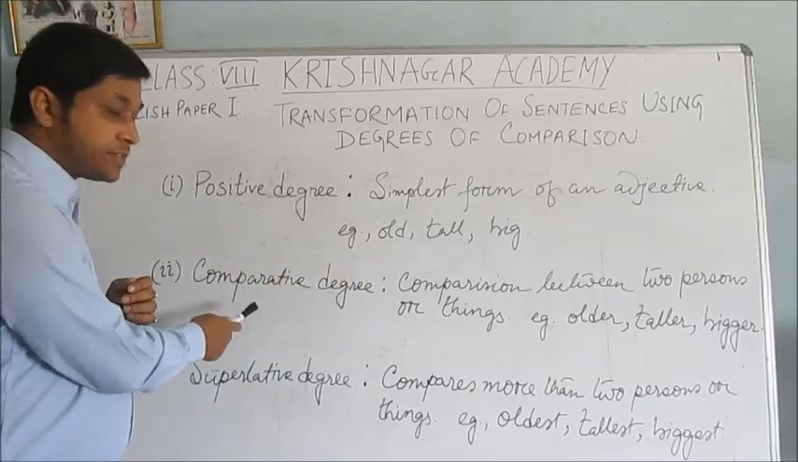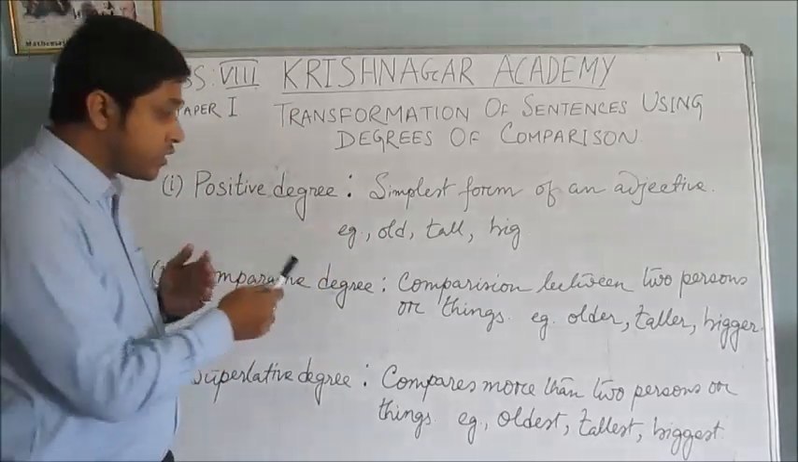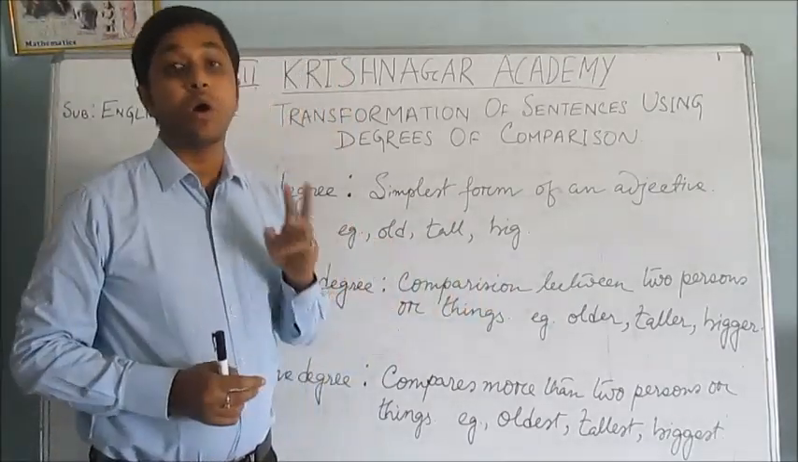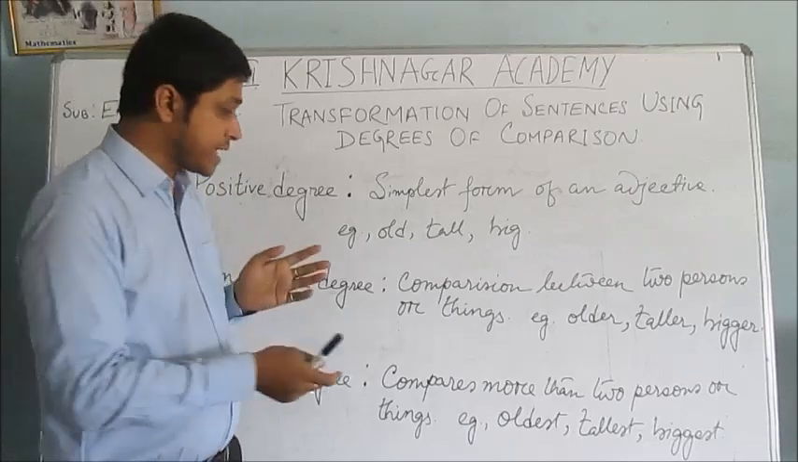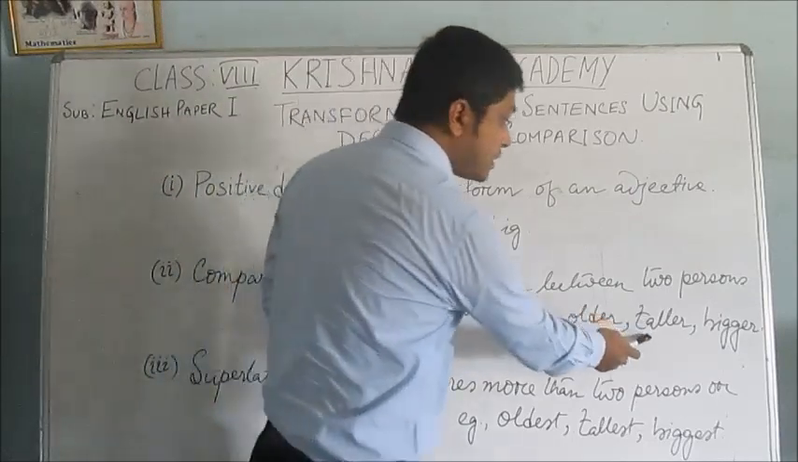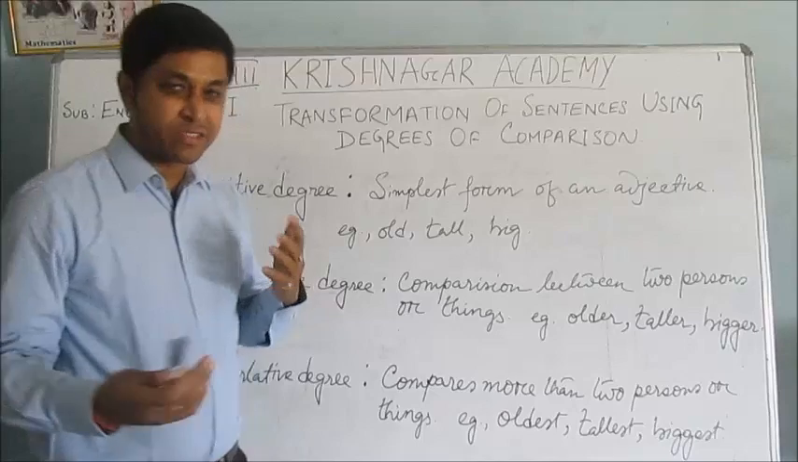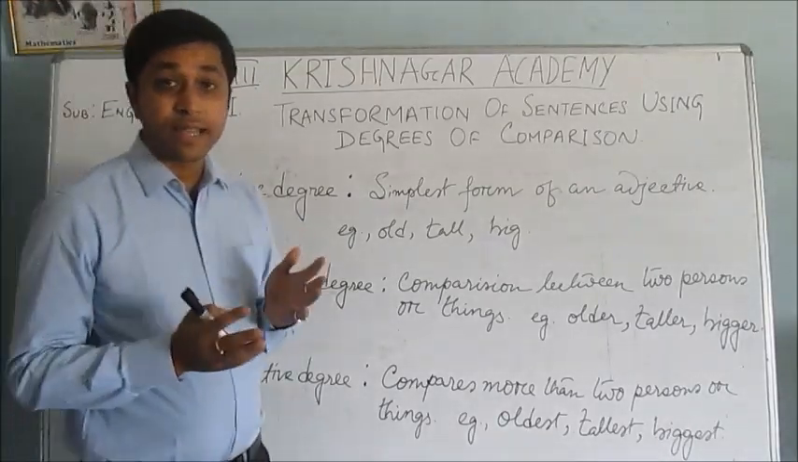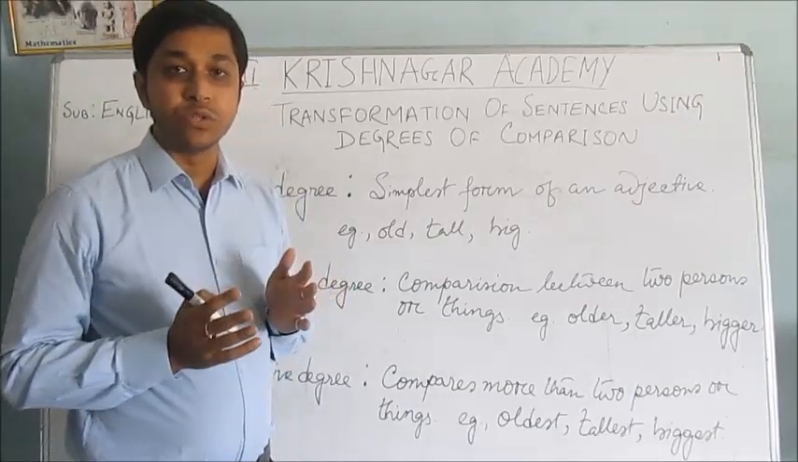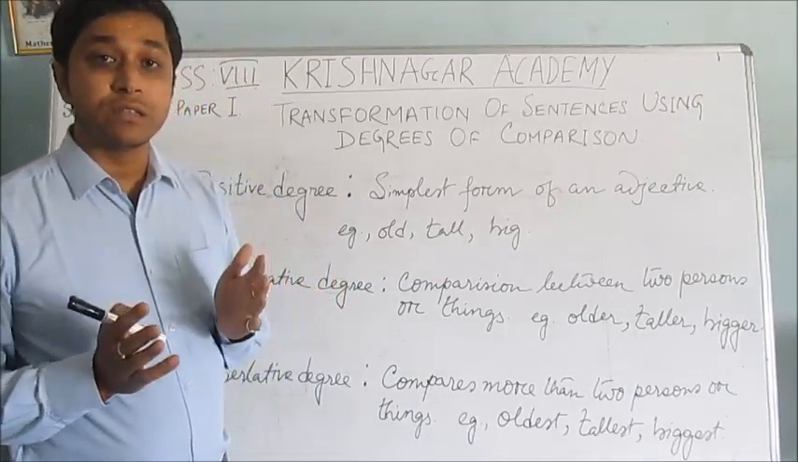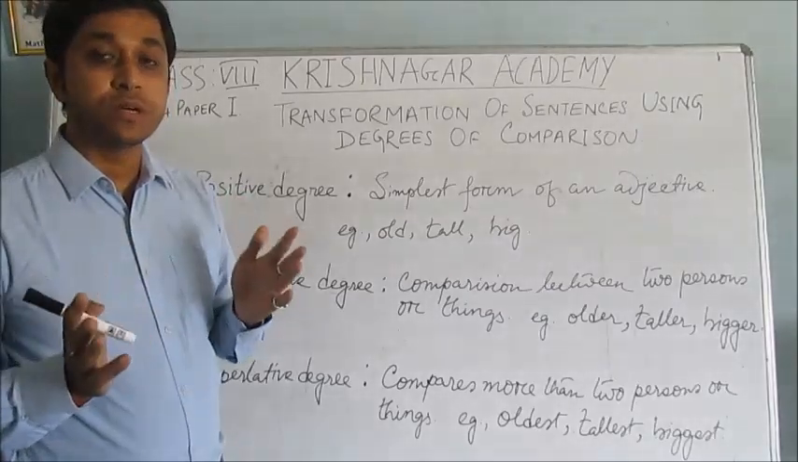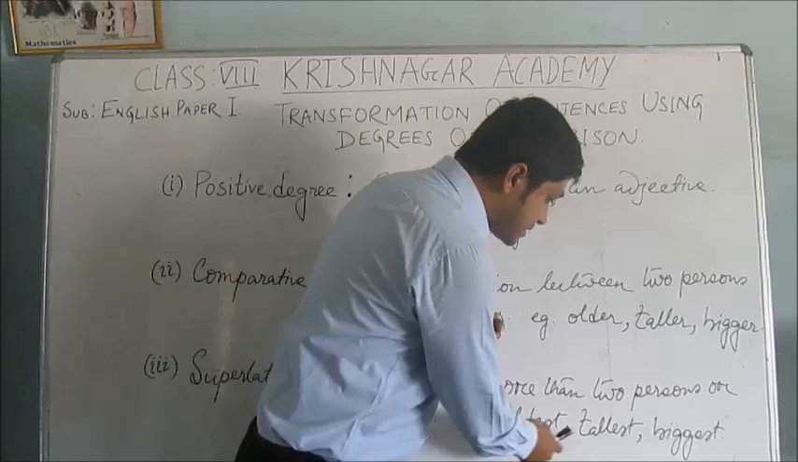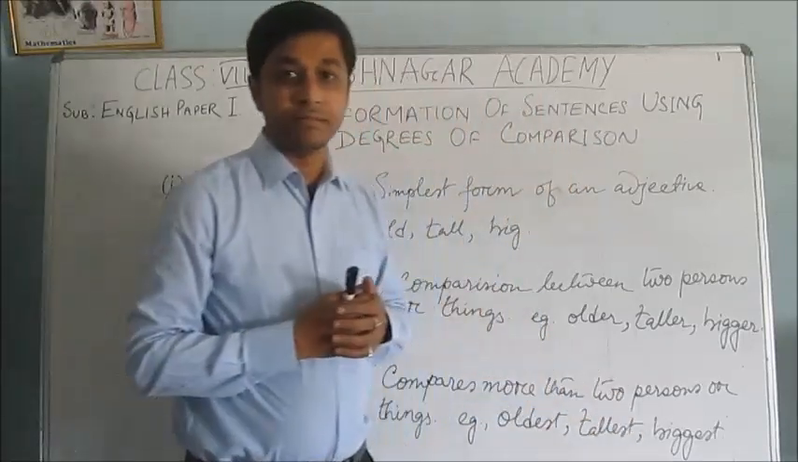Next comes the comparative degree. What is that? Comparative degree is used to make comparison between two persons or things. For example, older, taller, bigger, etc. Next and the last one is the superlative degree. What is that? Superlative degree is used when we make a comparison among more than two persons or things. For example, oldest, tallest and biggest.